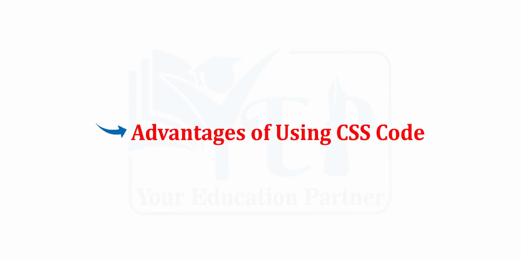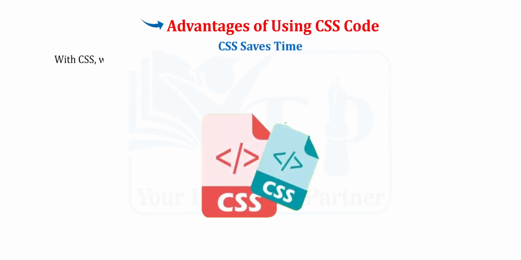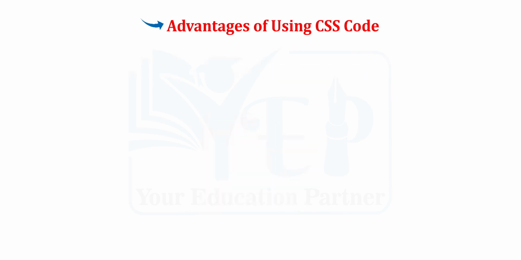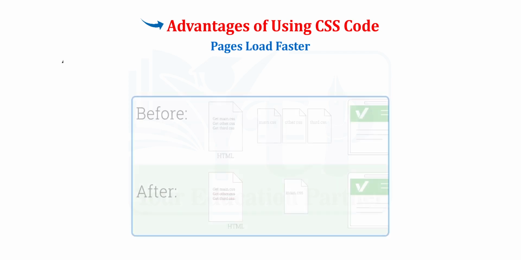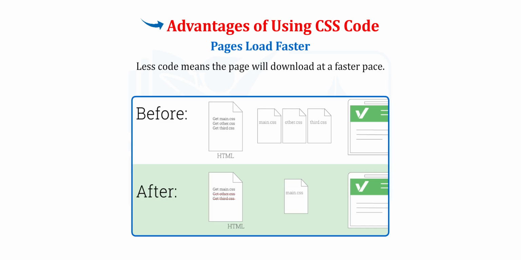Let us first talk about advantages of using CSS code. CSS saves time. With CSS, we can define a style for a tag only once. After that, we can use the tag anywhere in the web page, and the styling will be done accordingly without any further codes to be written. Pages load faster. As CSS code needs to be written once, it means the actual code a browser has to work on is less. Less code means the page will download at a faster pace.